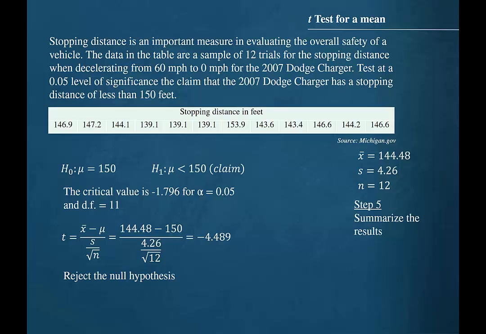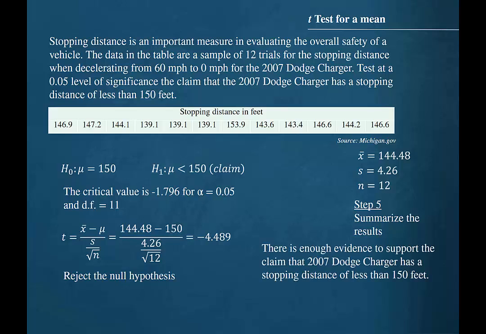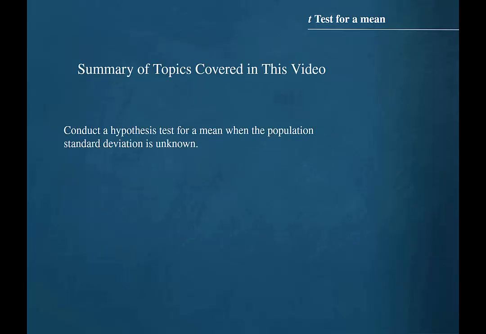Step 5 is to summarize the results. Since we decided to reject the null hypothesis, our conclusion is that there is enough evidence to support the claim that the 2007 Dodge Charger has a stopping distance of less than 150 feet. In this video, we learned how to conduct a hypothesis test for a mean when the population standard deviation is unknown.